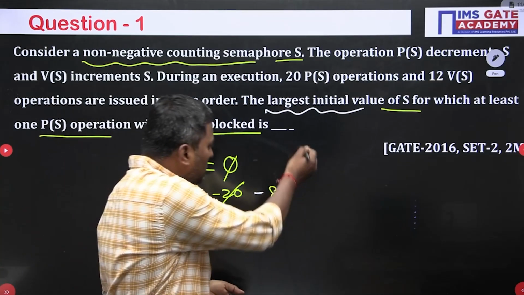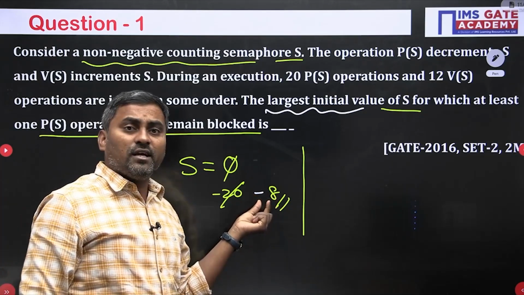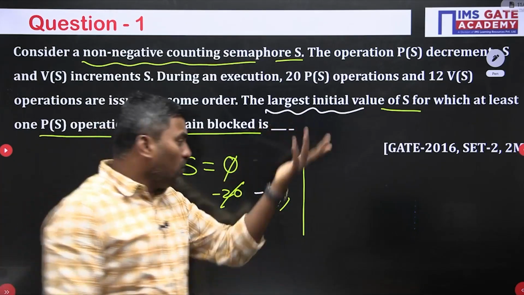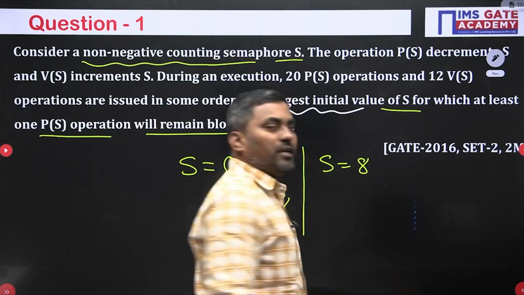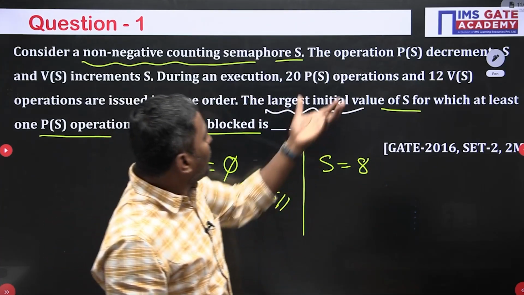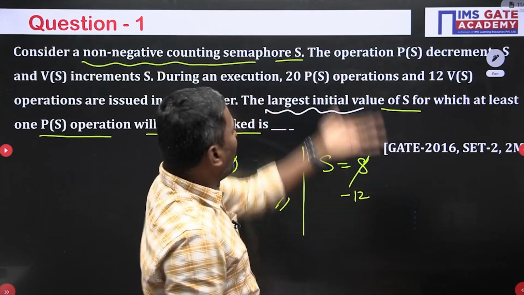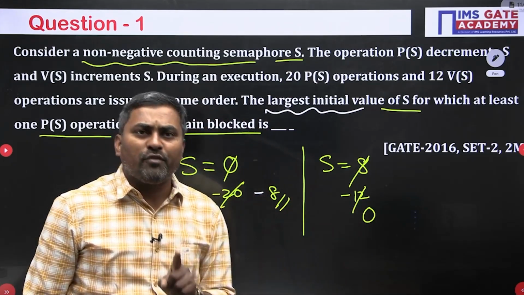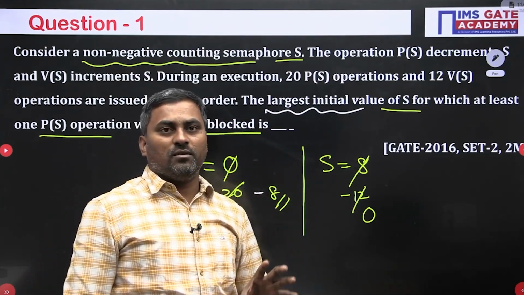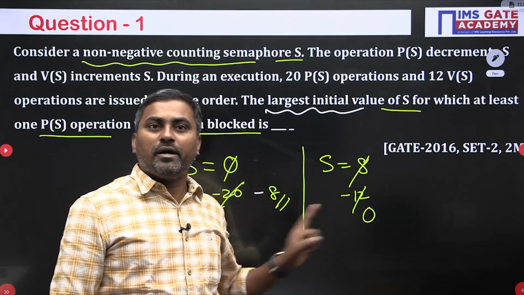But they are asking for the largest value. So what is the largest value possible? I should think about 8. Suppose I take the assumption S equal to 8, what happens? 20 down operations make it minus 12, and 12 up operations make it 0. S equal to 0 and a counting semaphore indicates no blocked process. But what are they asking? At least one should be there. It is not meeting my requirement.